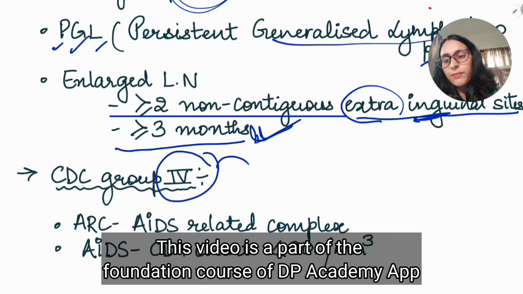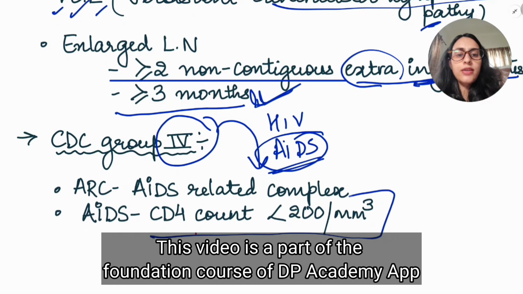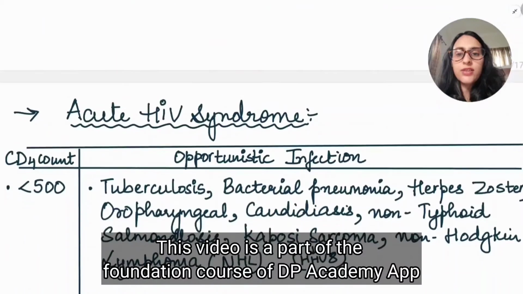Now coming to CDC group 4, the patient has progressed from HIV to AIDS here. Symptoms are going to get worsened, they are going to progress, and the patient will have opportunistic infections, can have cancer and even death. So now the patient has AIDS. How do we say the patient has AIDS? When the CD4 count is less than 200, then we say by definition that the person has now converted from HIV to AIDS. So group 4 CDC is AIDS related complex, or all the opportunistic infections.